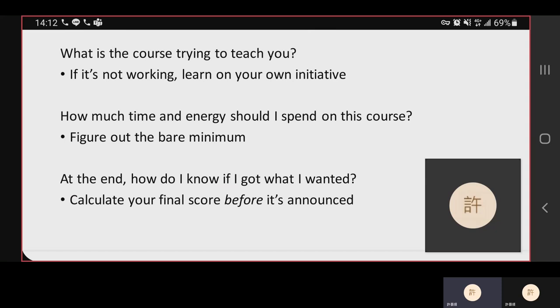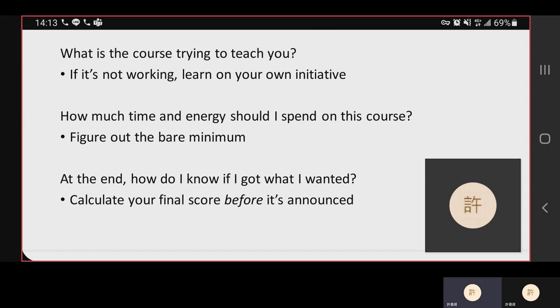In this class, the bare minimum is you cannot miss more than 5 weeks. And you have to take both exams. That's it. There are smaller details about the exams. We will talk about that later. But if you only do the bare minimum, then the teacher has no reason to fail you. And this is the least you have to do for a course that you don't care about.